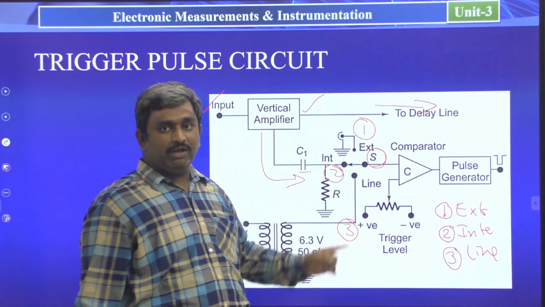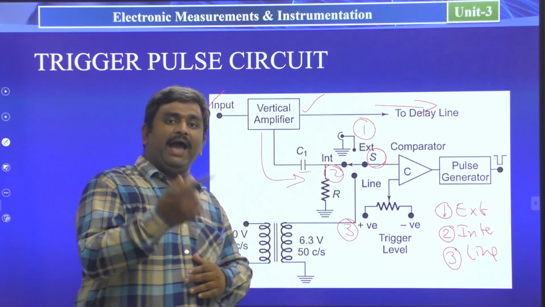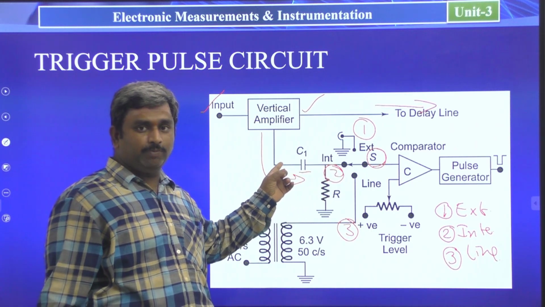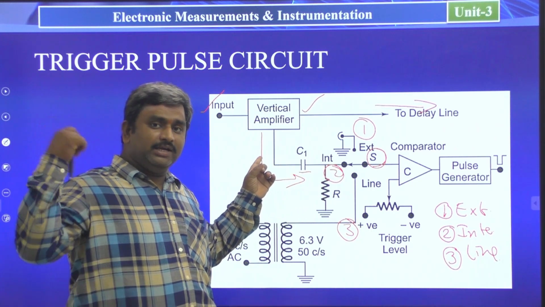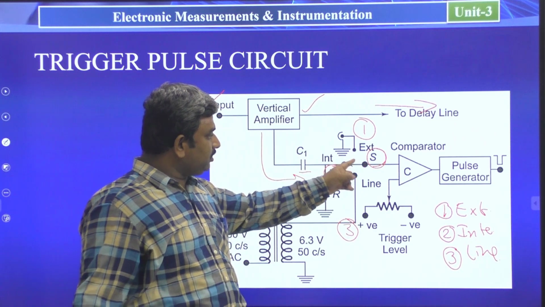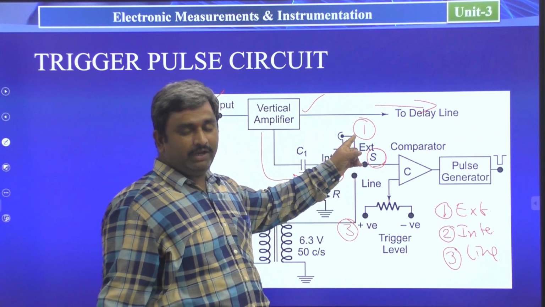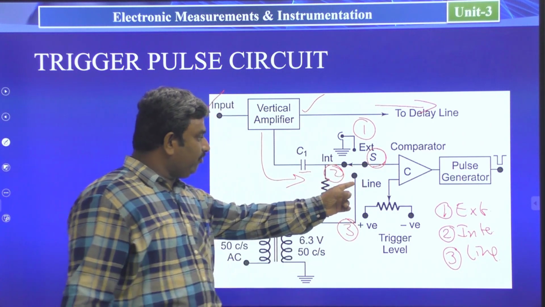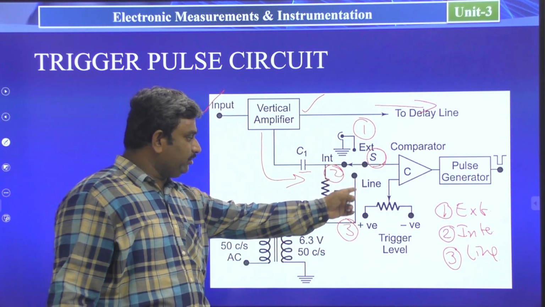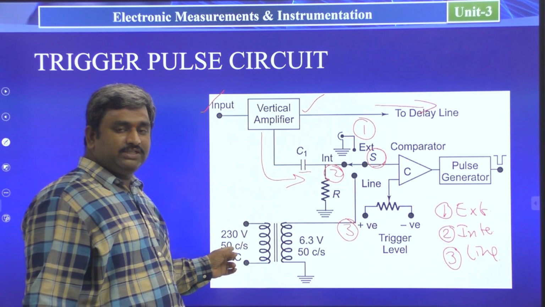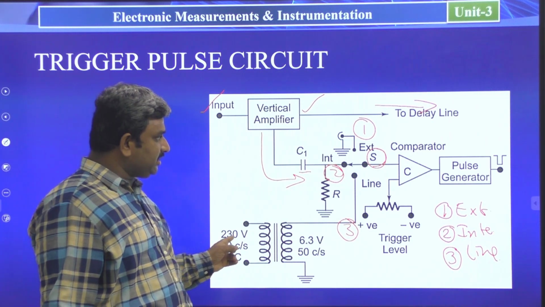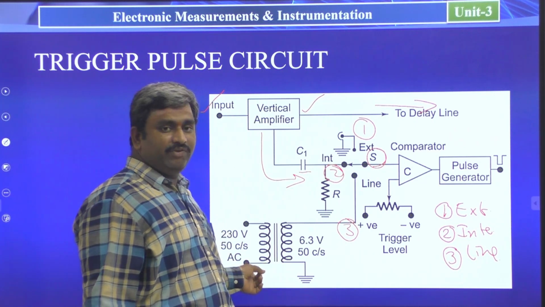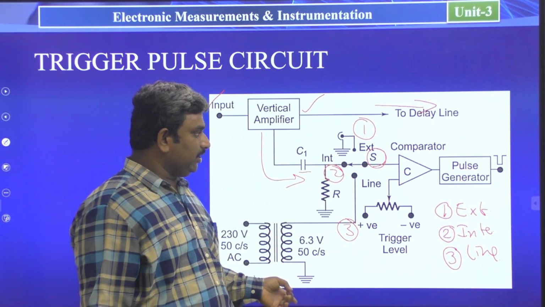This is external. External means we are giving it manually. Previously, when we connected the switch to the internal position, that was controlled by the signal parameters. When the switch is connected to the first position, external, we are controlling it manually, and the second one is line. So we connect this line here. This is the normal AC supply. This AC supply is connected to the comparator. So this triggering will be connected to the line level circuit.